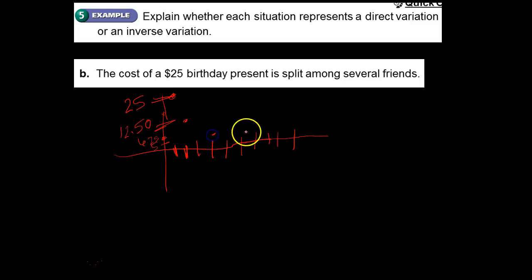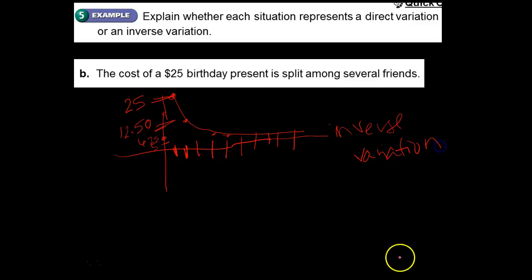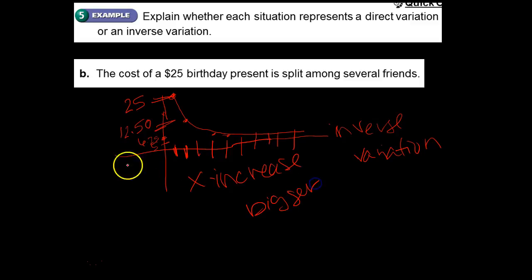My dots have vanished on me, but we're getting this look. This is an inverse variation here, because as your x's are increasing or getting bigger, my y value is getting smaller. Alright, go ahead and work on your practice problems.